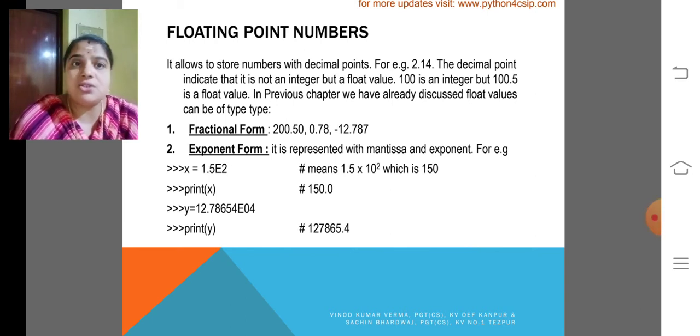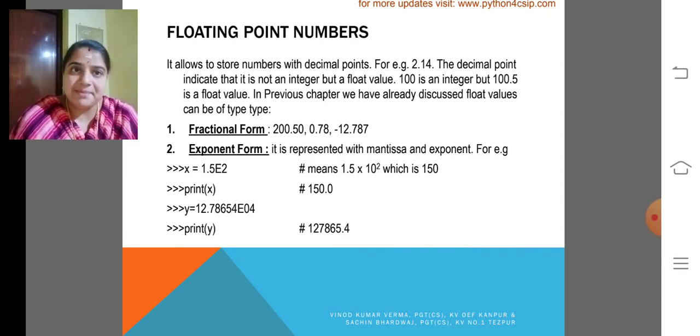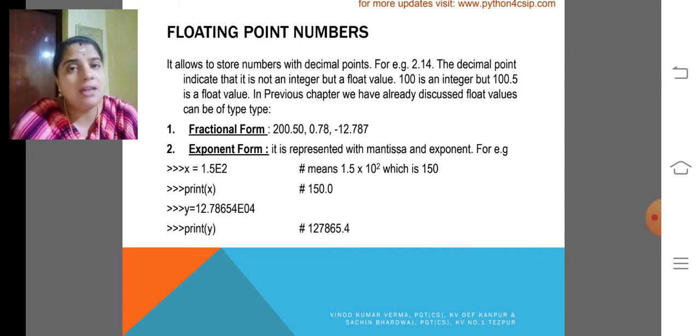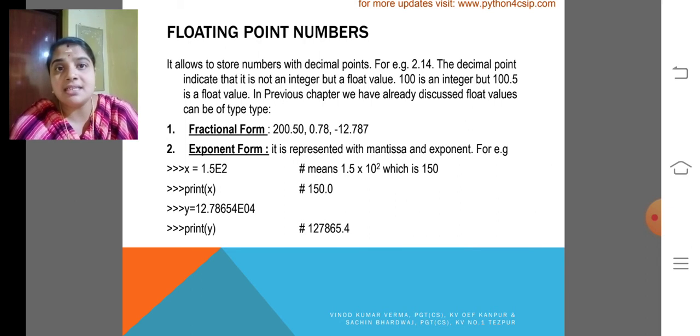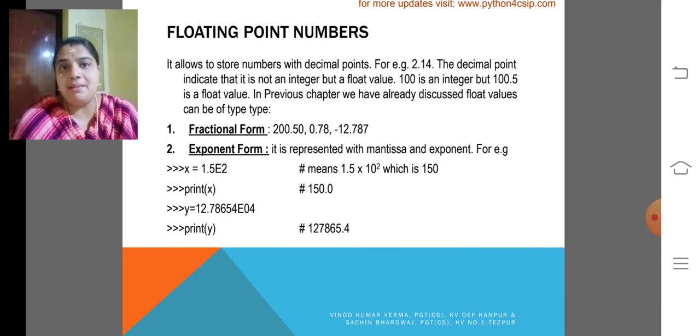It allows us to store. What allows us to store? Floating point numbers. Floating point numbers allow us to store numbers with decimal points. Why do we need a decimal point? Normally, every programming and every scientific calculation needs accuracy, isn't it? So, for more accuracy, we need more decimal points.